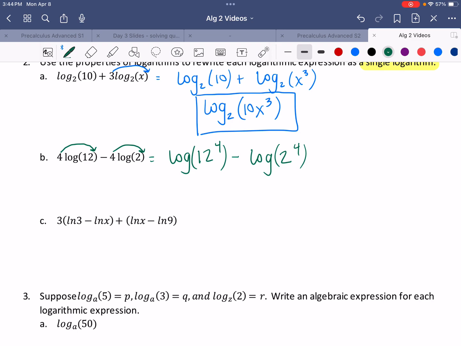So I'm going to go to my calculator and actually figure this out. I'm not going to type the whole thing, excuse me. I'm just going to type 12 to the 4th power. I don't think I need to pull up my graphing calculator for that. You can type that. But when I do that, I get 20,736 minus the log of 2 to the 4th, which is 16. So when I combine them, they're going to divide.